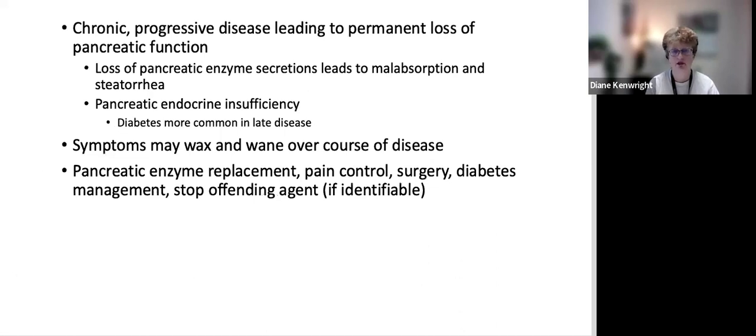So again, the summary: it's a chronic progressive disease leading to permanent loss of pancreatic exocrine function, leading to malabsorption and steatorrhea. Pancreatic endocrine insufficiency occurs late in the disease. Symptoms wax and wane over the course of the disease, and the treatment is pancreatic enzyme replacement, pain control, as there's a ton of nerves around the pancreas, and of course, stopping the offending agent.